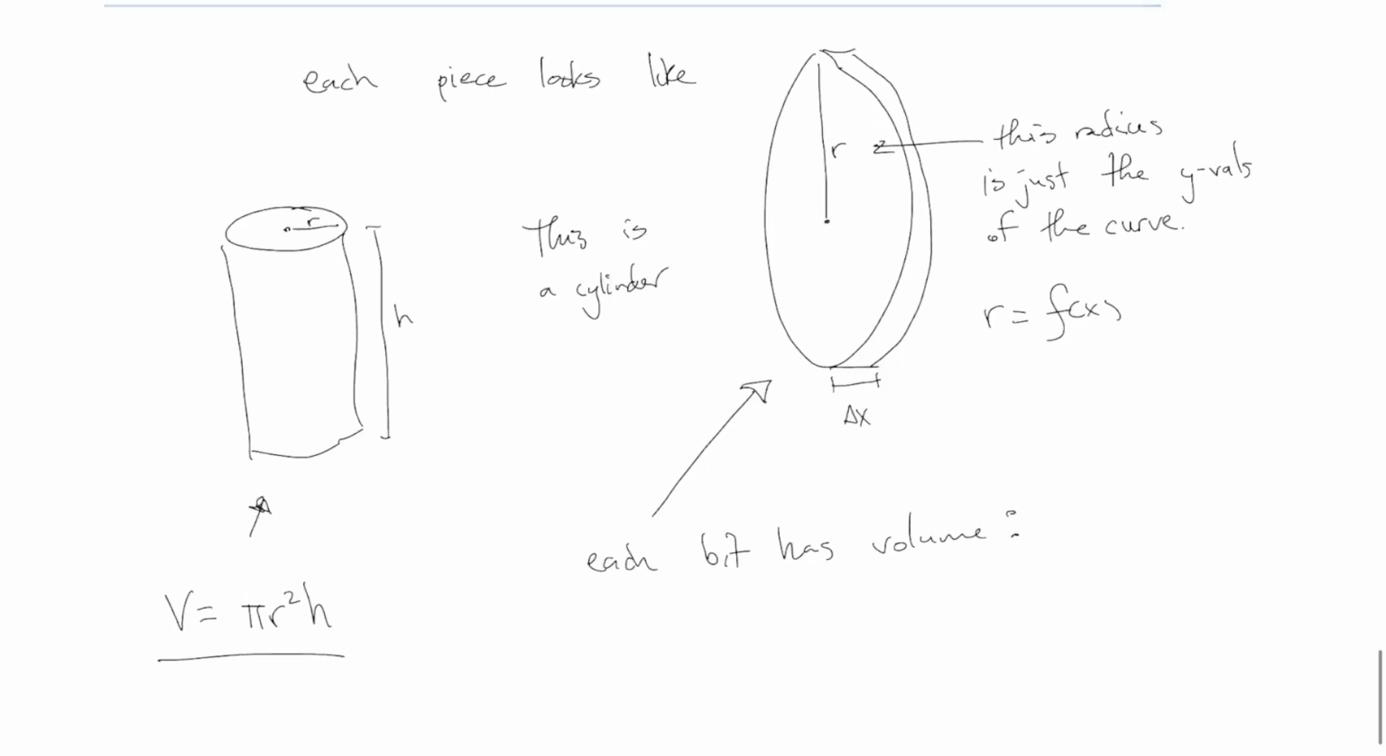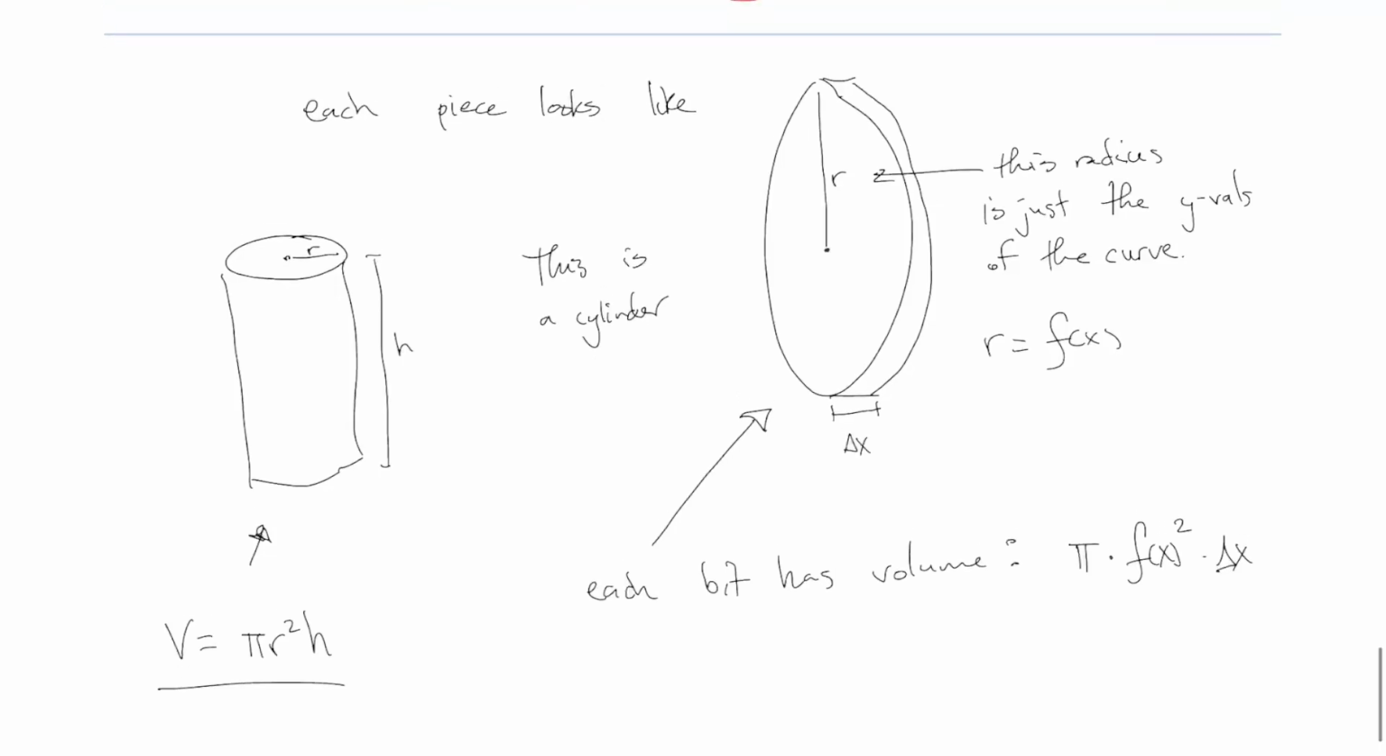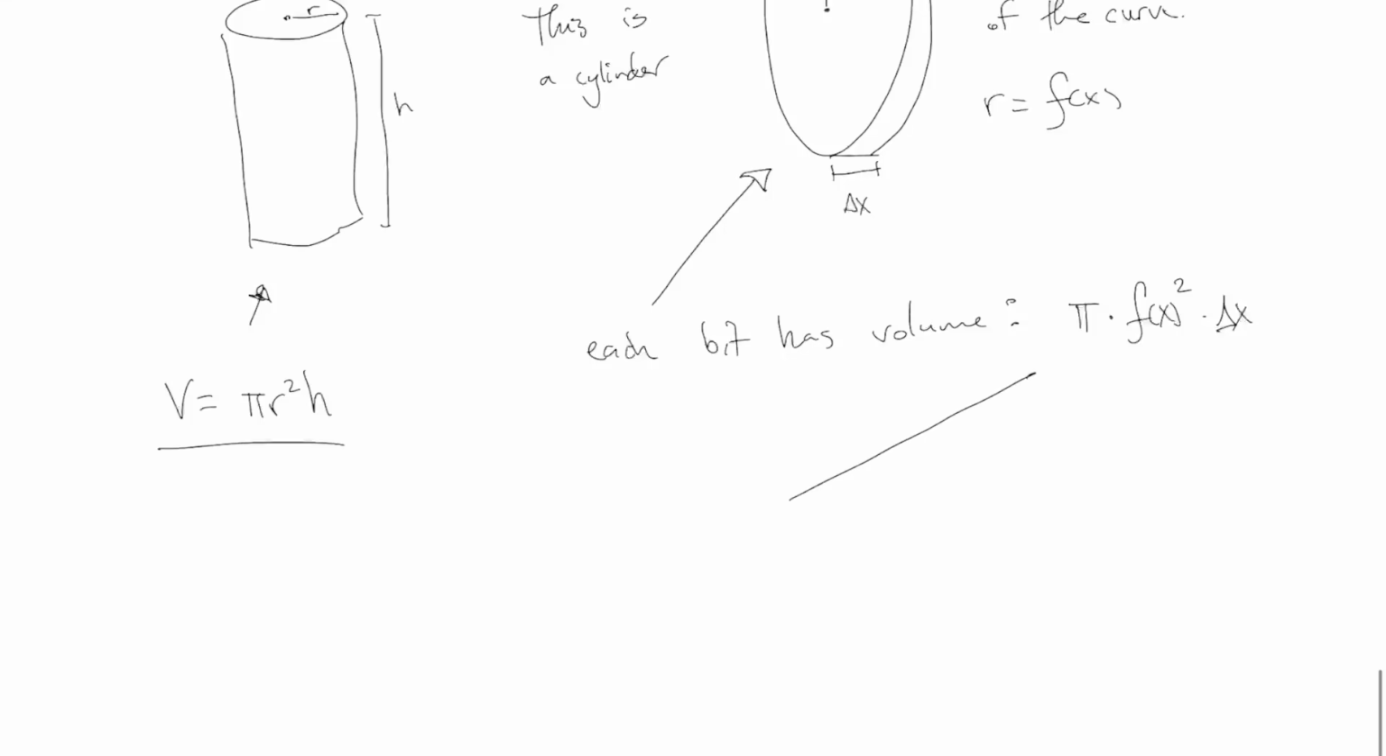the shape on the right, each bit in this case will have volume pi times r squared, but I'm going to write that as f of x squared because the r on my little disk over there is determined by f of x, and then times the height, which is delta x, which looks like a width over there. All right. And so to find the volume of the revolved shape, we are going to add up all these bits of volume.